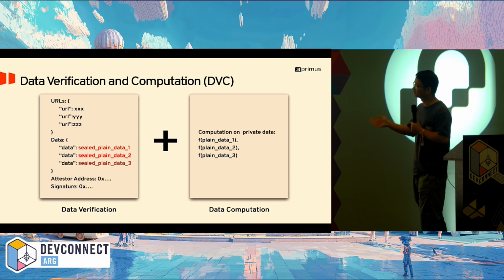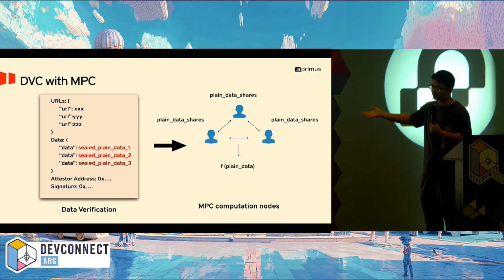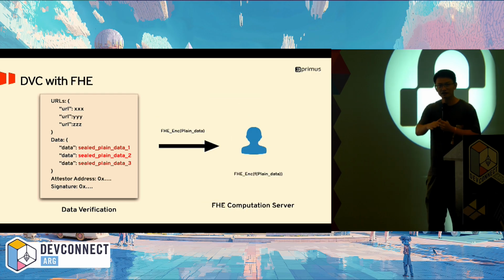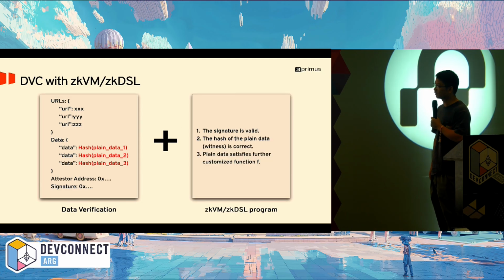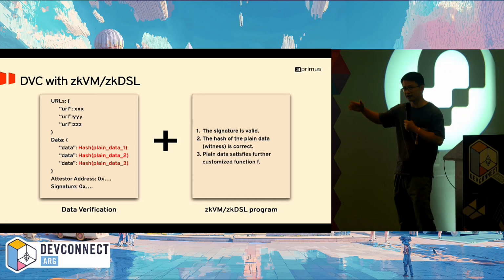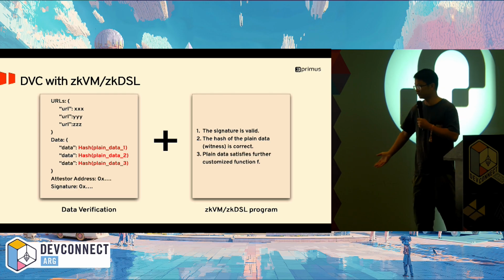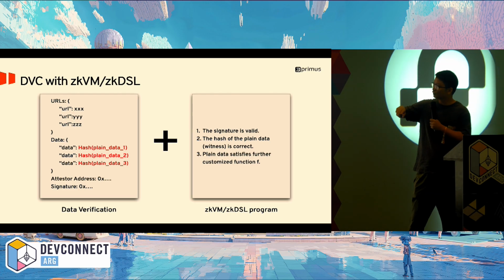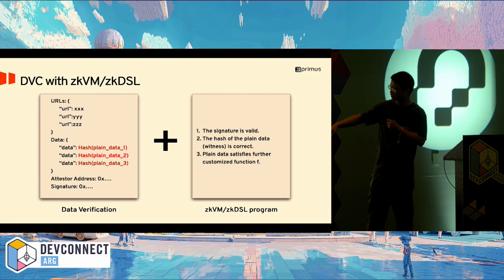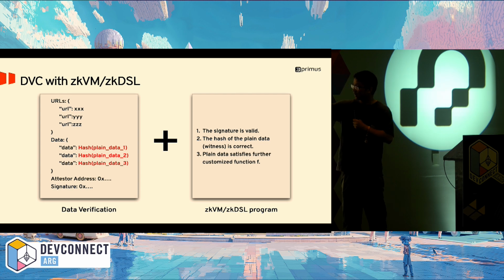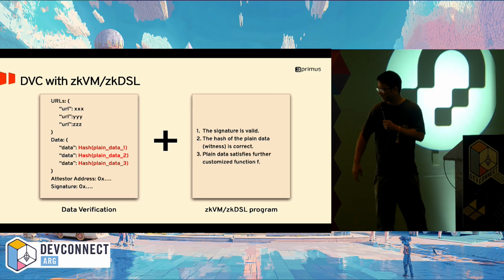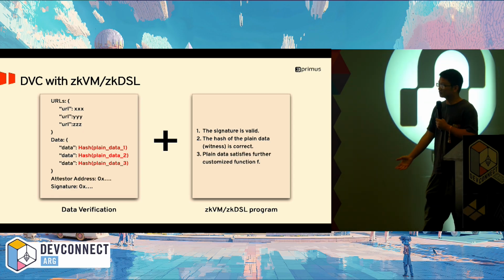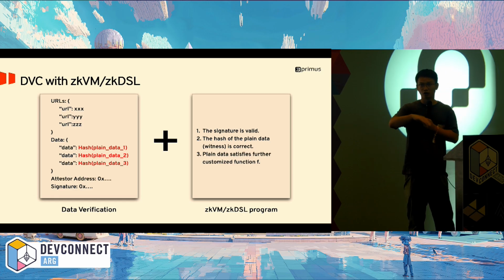We also have a few things about this, like combining with MPC and with FHE. I think Dimitri is going to introduce more details about this. We have a paper about this, but what I want to talk about is how to combine with a zkVM or any kind of zkDSL you can use. In our network, you can use zkTLS to generate the attestation, and all the data is hashed or committed using a hash-based commitment. You can then apply different zkVMs or zkDSLs to customize your own business logic.